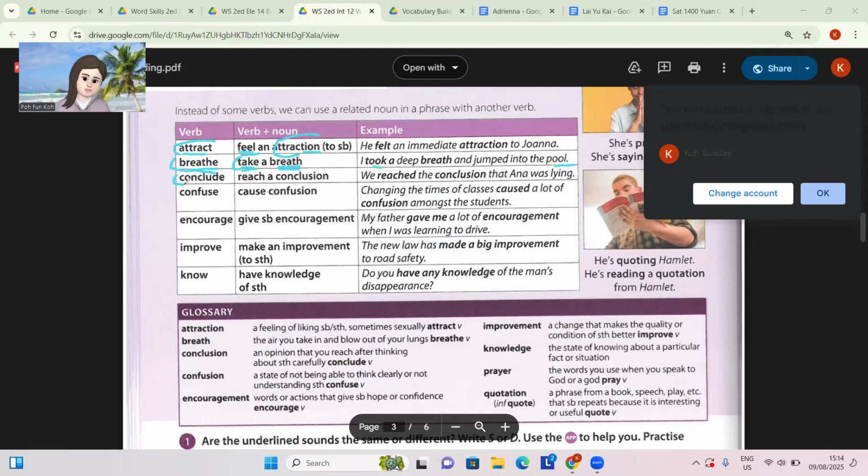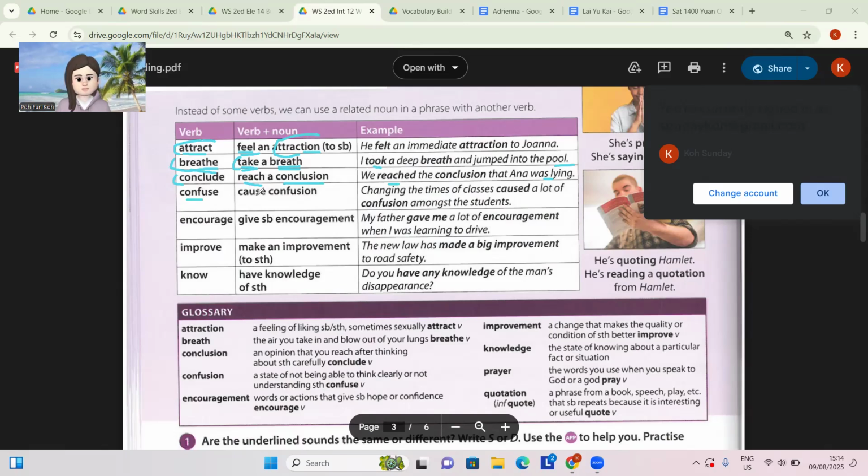Conclude is a verb. And then conclusion is the noun. And what verb do we use in front of conclusion? Reach. Reach a conclusion. We reached the conclusion that Anna was lying.